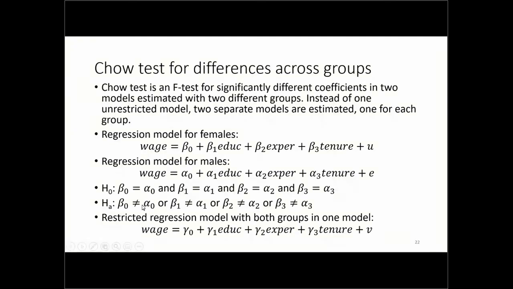So here, instead of testing whether coefficients are significantly different from zero, we're now testing if coefficients are different from each other. This is the first time we're seeing that coefficients would be tested to be different from each other. So we want to know if this coefficient is different than this one, this coefficient is different than this one, this than this one, and this than this one. These are the different coefficients for females and males.